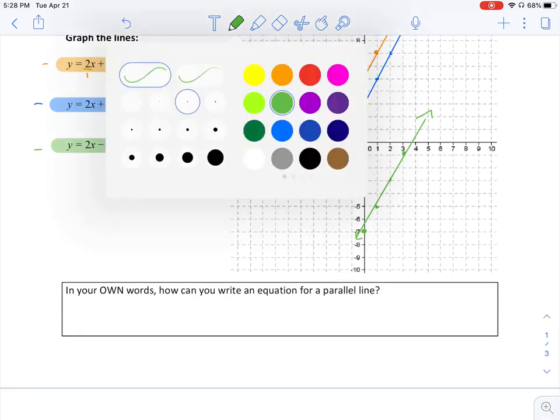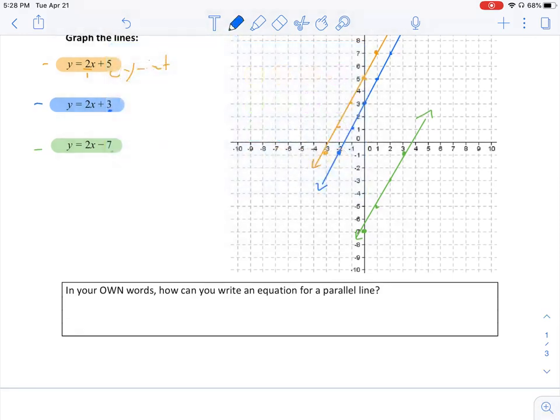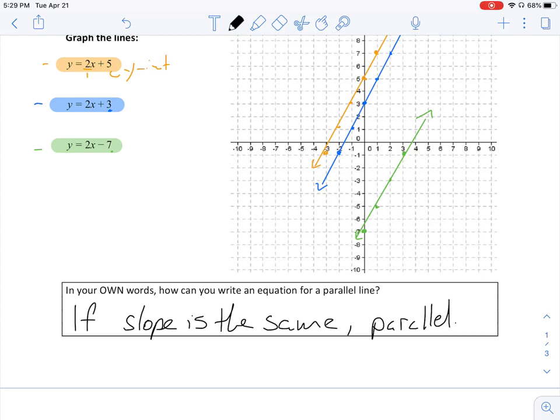So in your own words, how can you describe an equation for a parallel line? Well, if the slope is the same, it's a parallel line. We know it's parallel. Something like that. If the slope is the same, we know that the line is parallel.